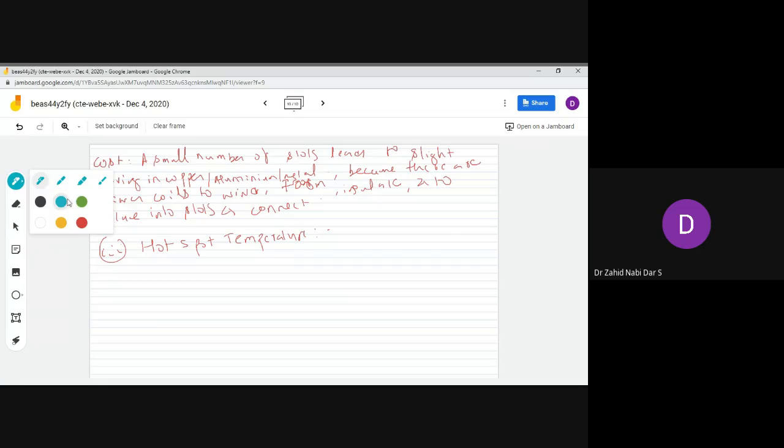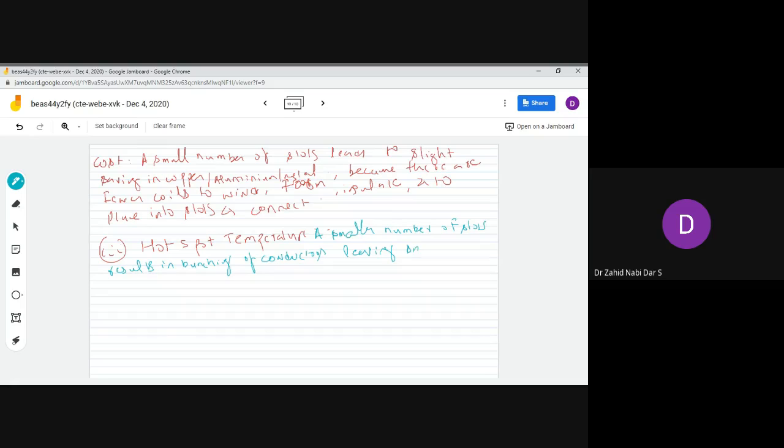So what is a hotspot? A smaller number of slots results in bunching of conductors, leaving smaller space for the circulation of air.